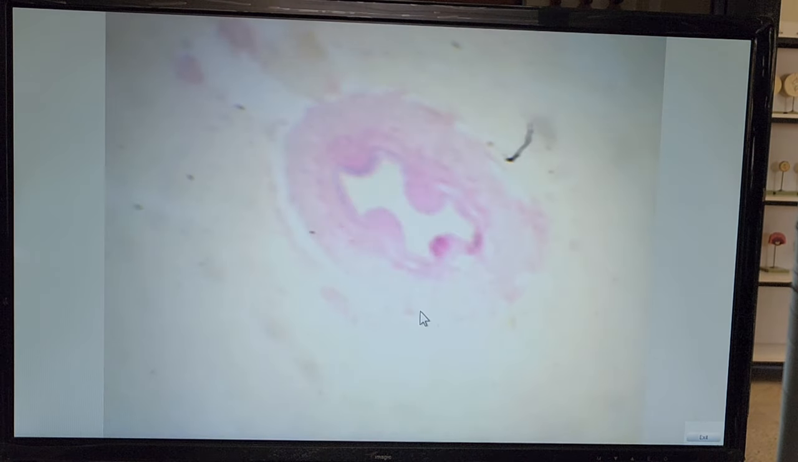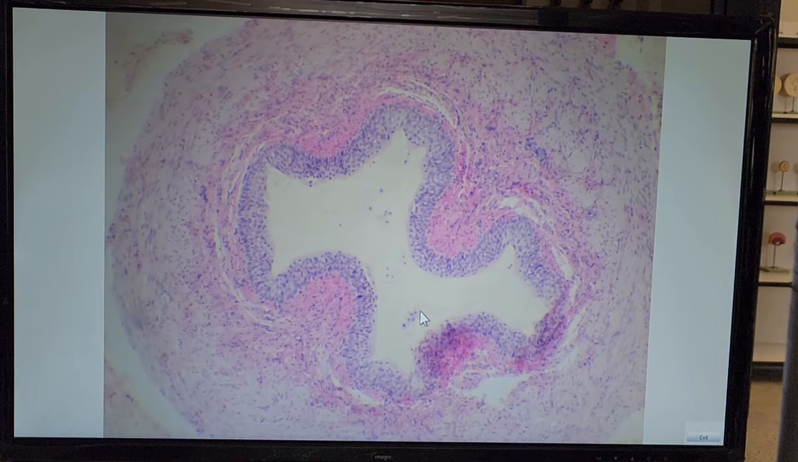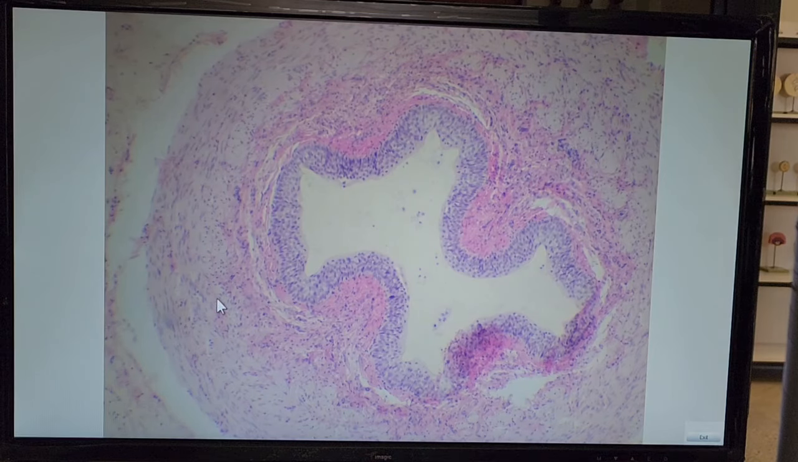Third slide is a cross section in the ureter. The wall of the ureter consists of three layers. This is a cross section: mucosa, muscularis, adventitia. The mucosa consists of transitional epithelium or stratified urothelium and lamina propria of connective tissue, then the muscularis layer and adventitia.